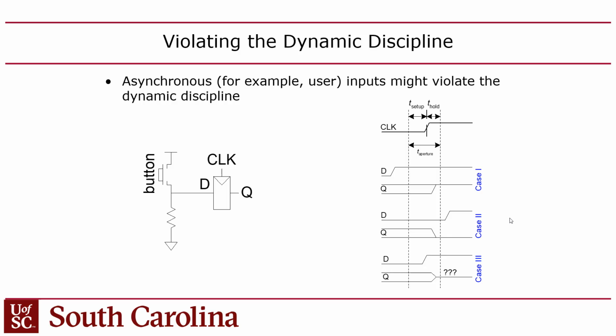Now this doesn't just apply to buttons. This applies to network packets coming in from your network, right? Your Ethernet card has data coming from an external source that's not synchronized to the clock of the computer. So if a network packet comes in, there's no telling whether it'll violate the dynamic discipline. Ultimately, you just have latches that latch.